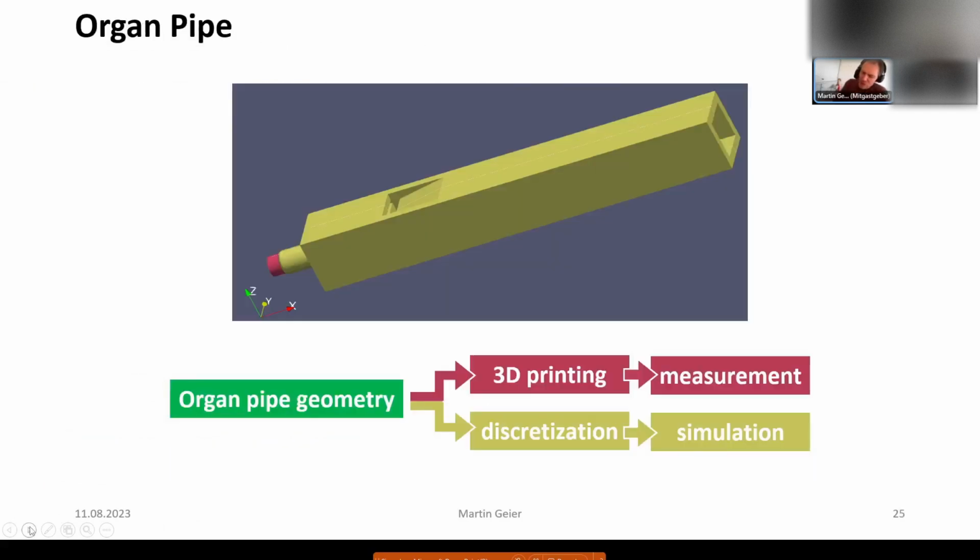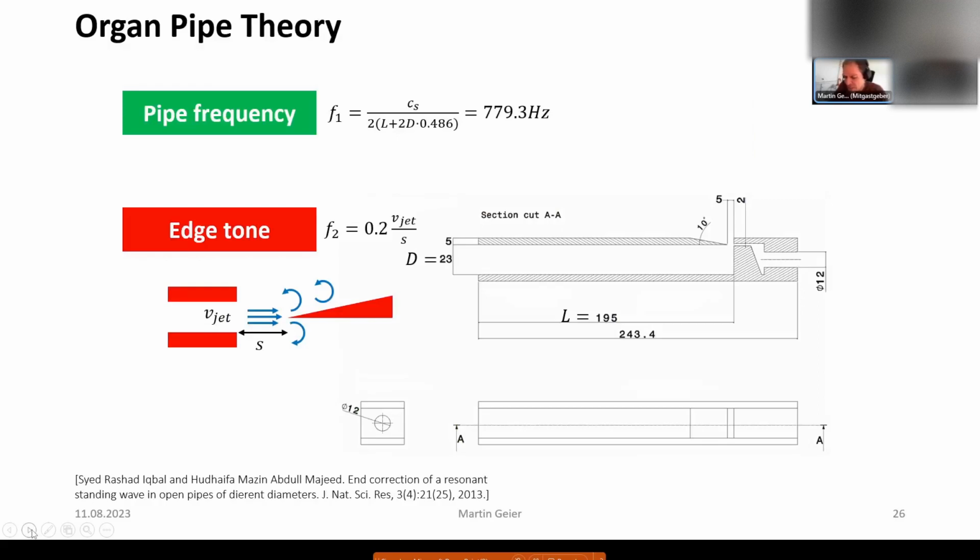I wanted to briefly talk about acoustics, because this is also something you can do with Lattice Boltzmann. We built an organ pipe that we 3D printed. Just a little bit of theory of an organ pipe: there are two frequencies that you have to meet. There's the edge tone, which comes from the jet hitting the edge, and the resonance frequency of the actual body. Usually you want to set the velocity such that the two meet.